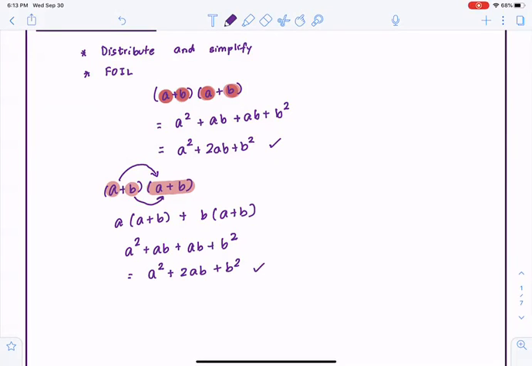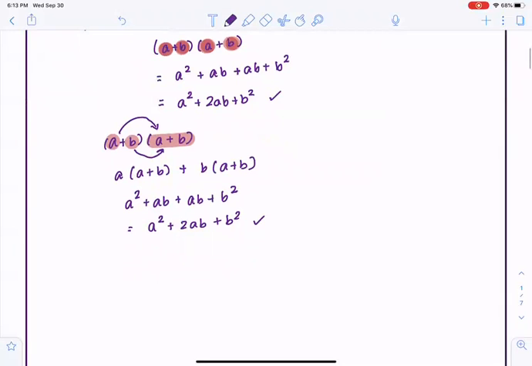Even though FOIL is a great thing, the distribution and simplification approach is the most effective approach because it will help you understand the concept of factoring better also. So the key to multiplying is to either distribute and simplify or to just FOIL.